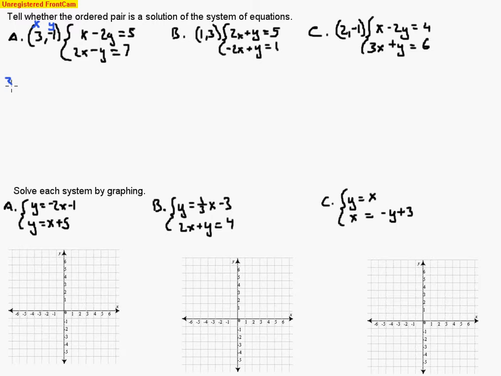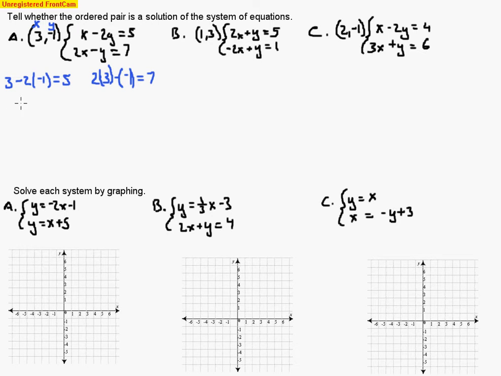So I've got 3 minus 2 times negative 1 equals 5. So I just took the 3 and put it in for x, the negative 1 in for y. And then I'm also going to do this other one. So I'm going to put the 3 in for this x as well. So 2 times 3 minus, and then minus negative 1 equals 7. So I put that negative 1 in for that y term here. I put this 3, which was x, in for this x here.